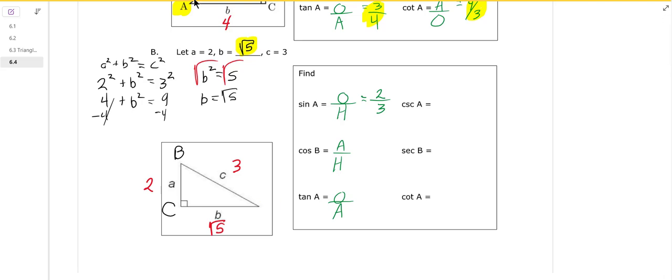Now we're going to look at the cosine of B. So we focus on this angle now. The cosine is adjacent over hypotenuse, so adjacent is 2, and hypotenuse is 3. And one thing I said is in any right triangle, the sine of A and cosine of B will always be the same. Okay, and then we'll go back to angle A. You can do these in any order you want to.